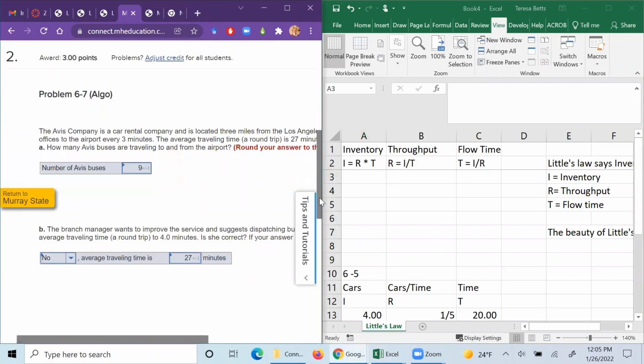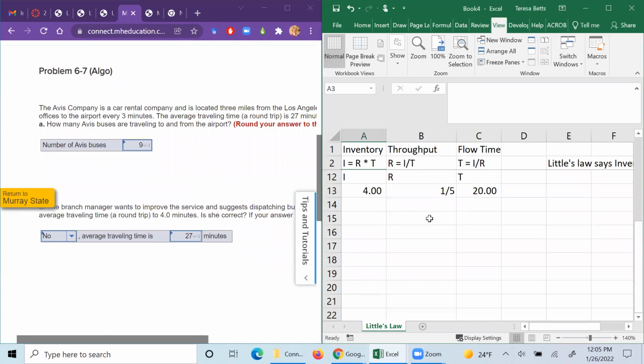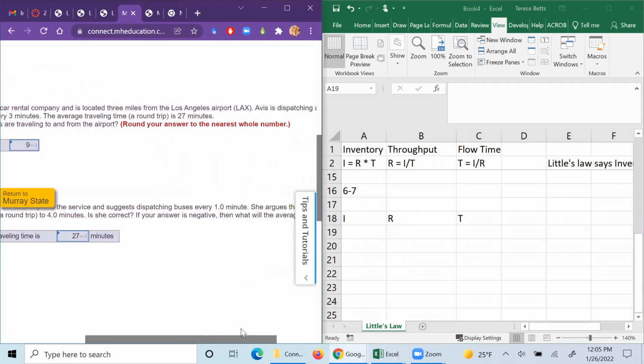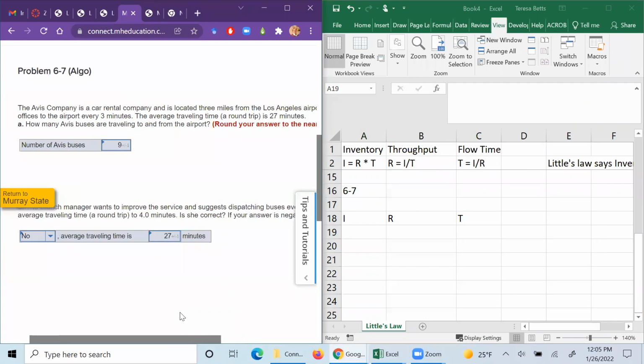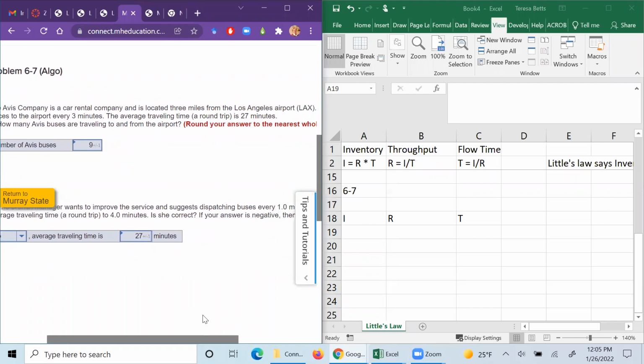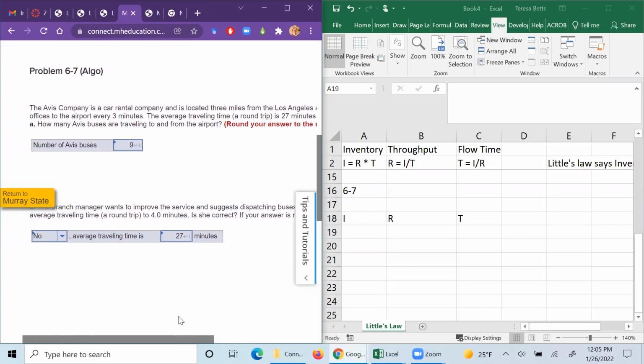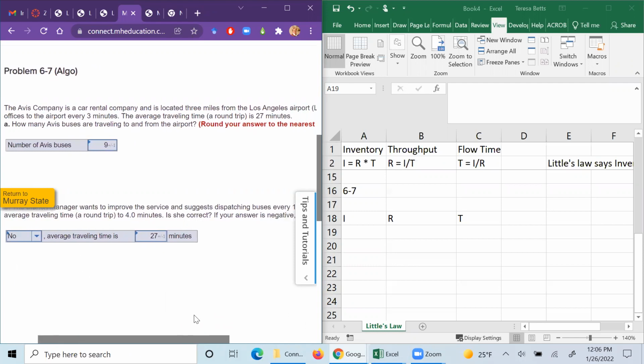So problem 2 is 6.7. I'm just going to scroll down here and we'll do 6.7. I'm going to want to know inventory, throughput, and flow time for this problem. The Avis Company is a car rental company and is located 3 miles from the Los Angeles airport. Avis is dispatching a bus from its offices to the airport every 3 minutes. The average traveling time for a round trip is 27 minutes. How many buses are traveling to and from the airport?